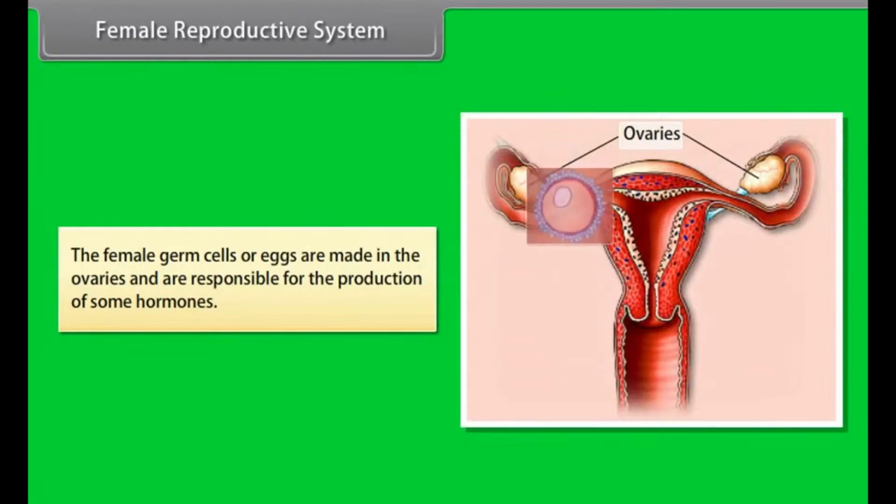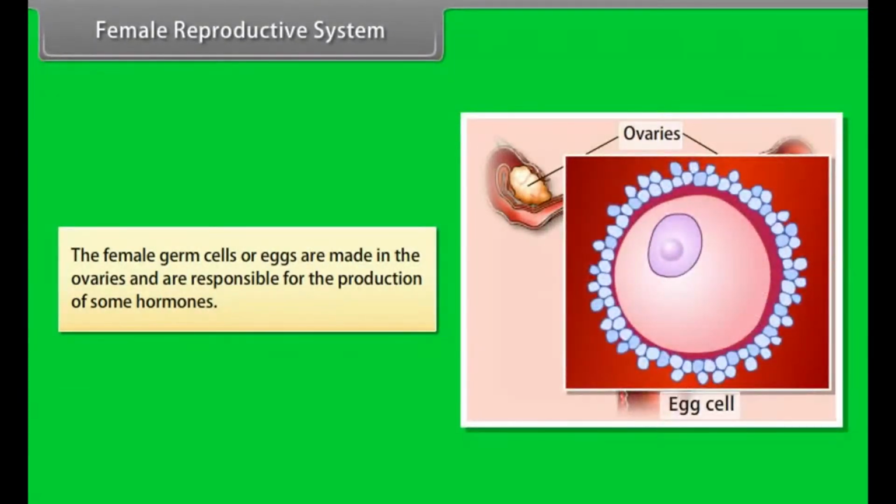Female reproductive system. The female germ cells or eggs are made in the ovaries, which are also responsible for the production of some hormones.